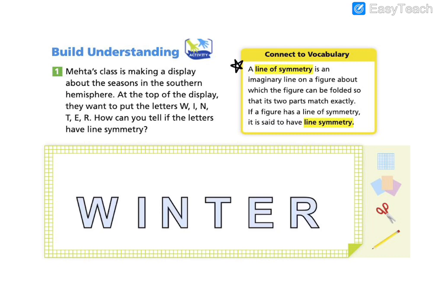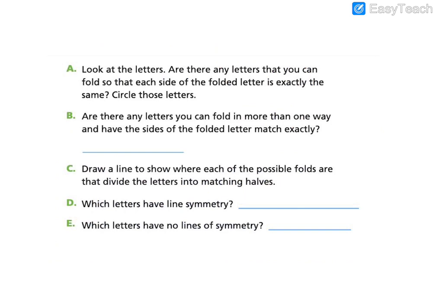A line of symmetry is an imaginary line on a figure about which the figure can be folded so that its two parts match exactly. If a figure has a line of symmetry, then it's said to have line symmetry. So, how can we tell? Let's take a look at the questions below.